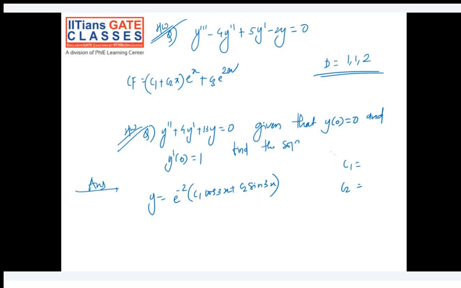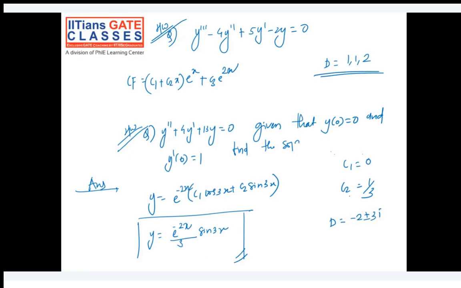So the final answer here is e to the power minus 2x, 1 by 3 sine of 3x. This is the final answer. Okay, as you can guess here, roots are D is equal to minus 2 plus or minus 3i. So these are the solutions. The roots I have given, the constants I have given, match your answer with this.